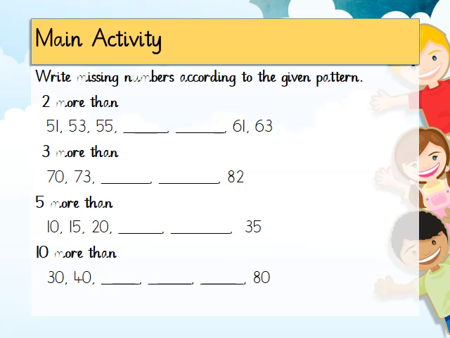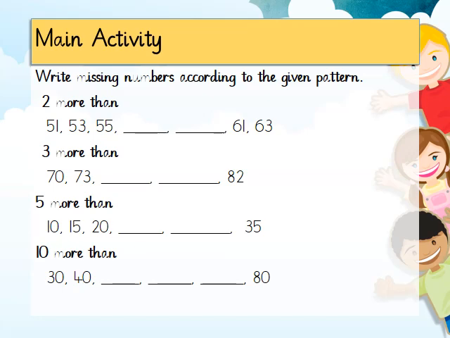Alright students, let's move towards the next part of the lesson, that is main activity. The previous practice of adding and subtracting numbers will help you to form and to follow the given number patterns over here. Starting from the first part of the question, you have to add 2 more to the given numbers. Let's start 51, 53, 55. Add 2 more to 55 and we will get, yes, 57. Next to it comes 59 and then 61, 63.